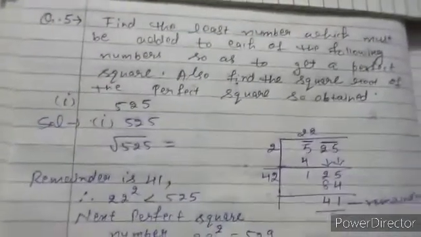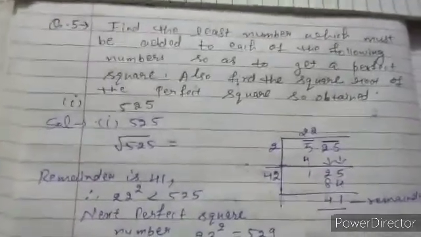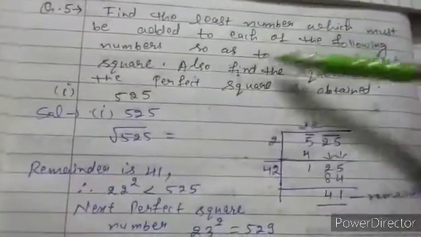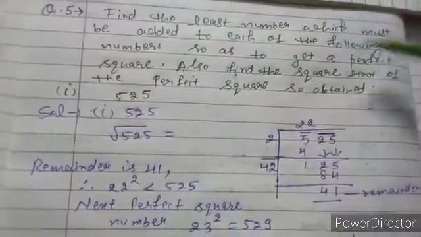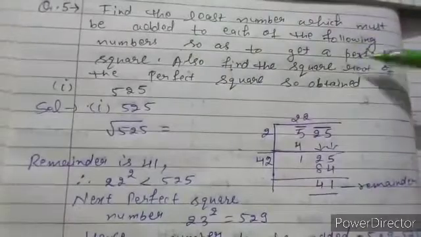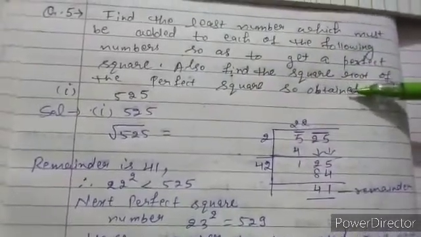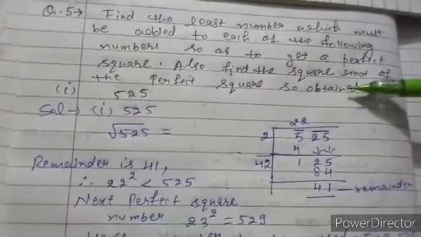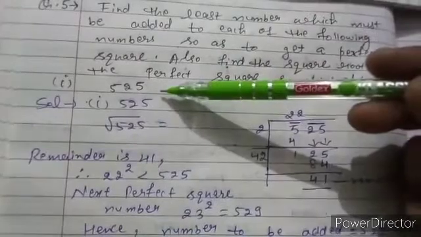NCERT 8th class math, exercise 6.4, question number 5. Find the least number which must be added to each of the following numbers so as to get a perfect square. Also find the square root of the perfect square so obtained. So there are 5 parts of question number 5. Let's discuss the first part. The number is 525.